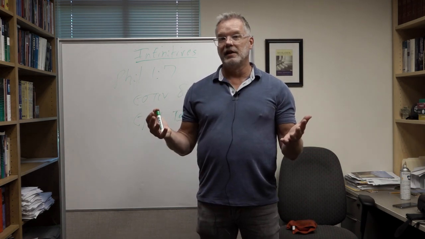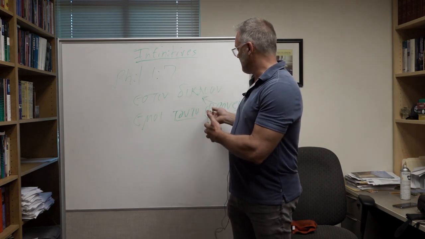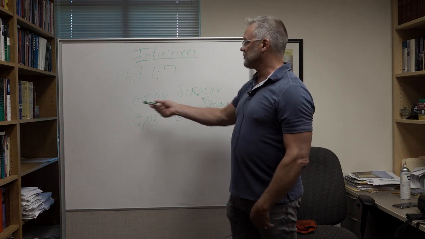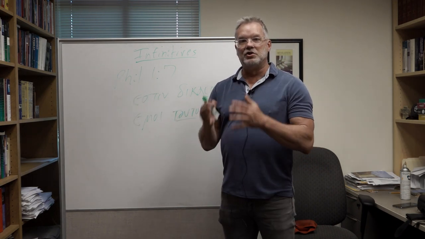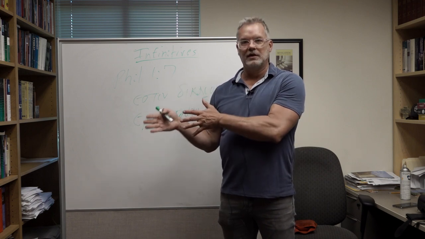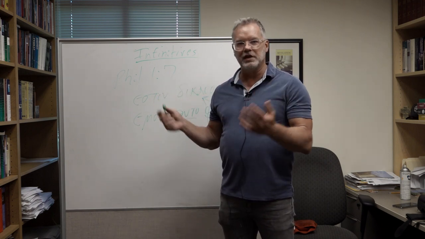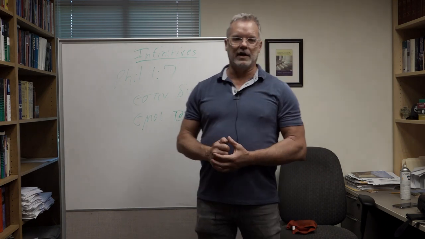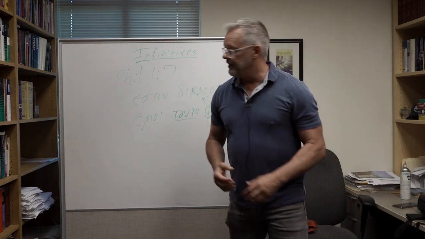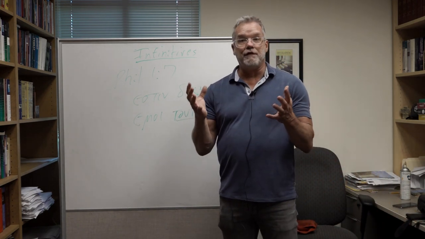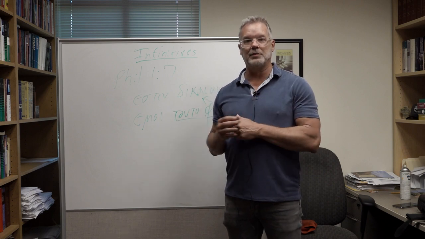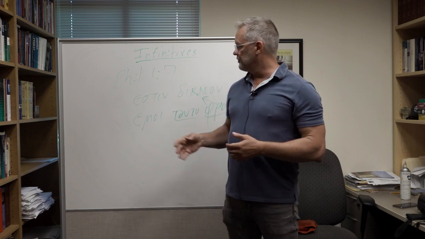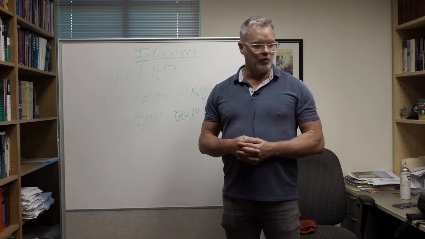Another possibility, although I prefer the one where phronein modifies dikaion, is that this could function as the subject of eston. To think is right. To think this is right. That would be another possibility, though, again, I think it's probably modifying the dikaion. But the point is that the infinitive can, first of all, function as a noun, the subject or direct object of a sentence. It can also function as a modifier, modifying nouns or adjectives as well.